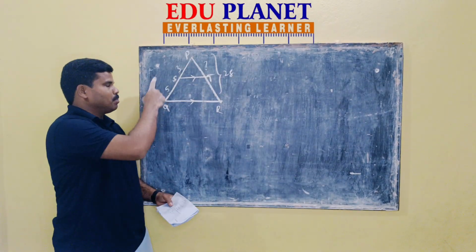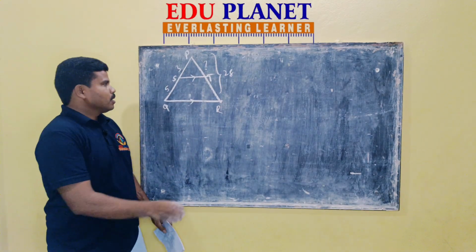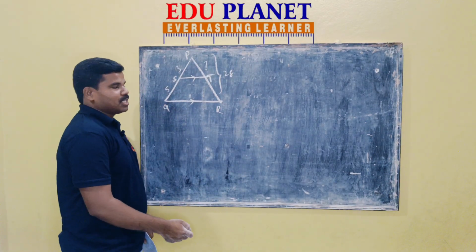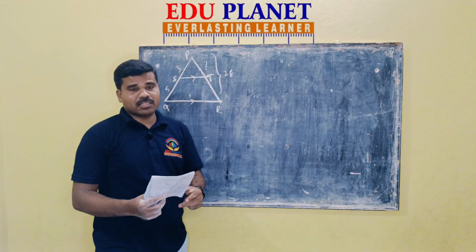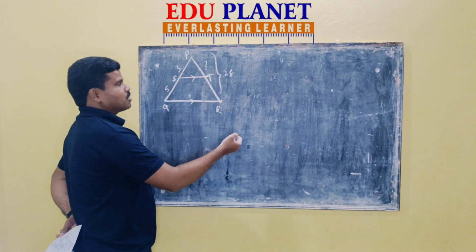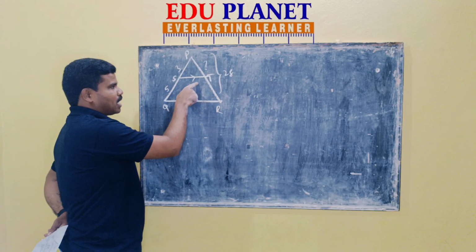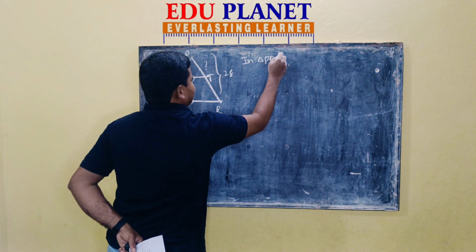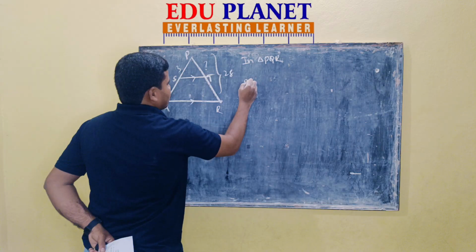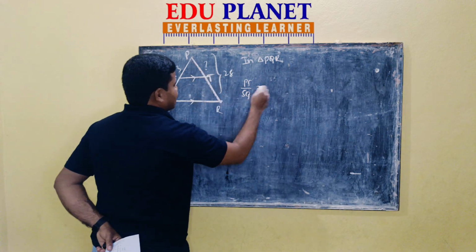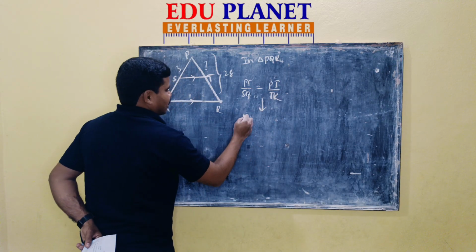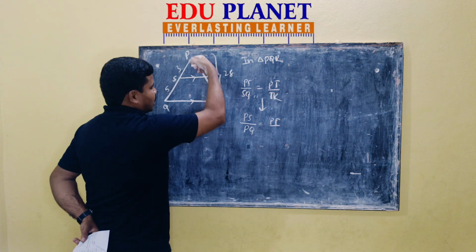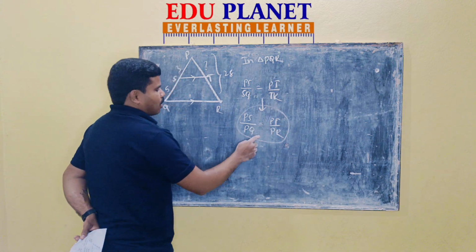The next question: in triangle PQR, we need to find the PT value. Here we can observe that ST is parallel to QR. So we can solve this problem using the basic proportionality theorem, or Thales theorem. The basic proportionality theorem says that in a triangle, if you draw a line parallel to any one side, that parallel line will divide the remaining two sides in equal ratio. It means in triangle PQR, PS by SQ equals PT by TR. From this statement, we can write one more: PS by PQ equals PT by PR.